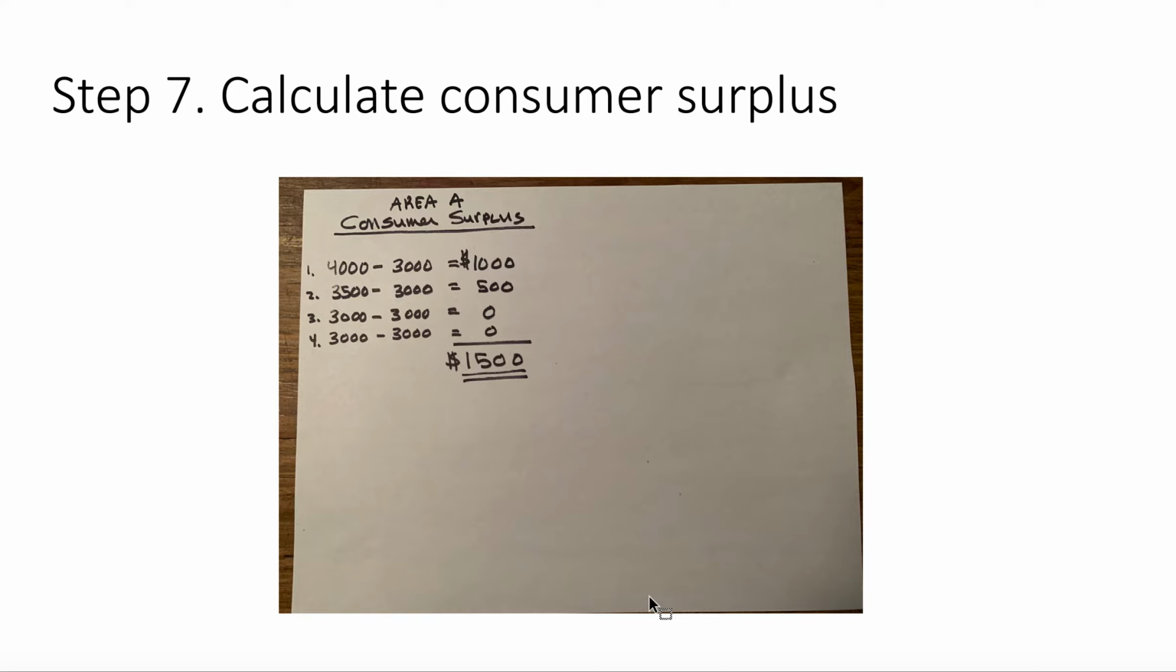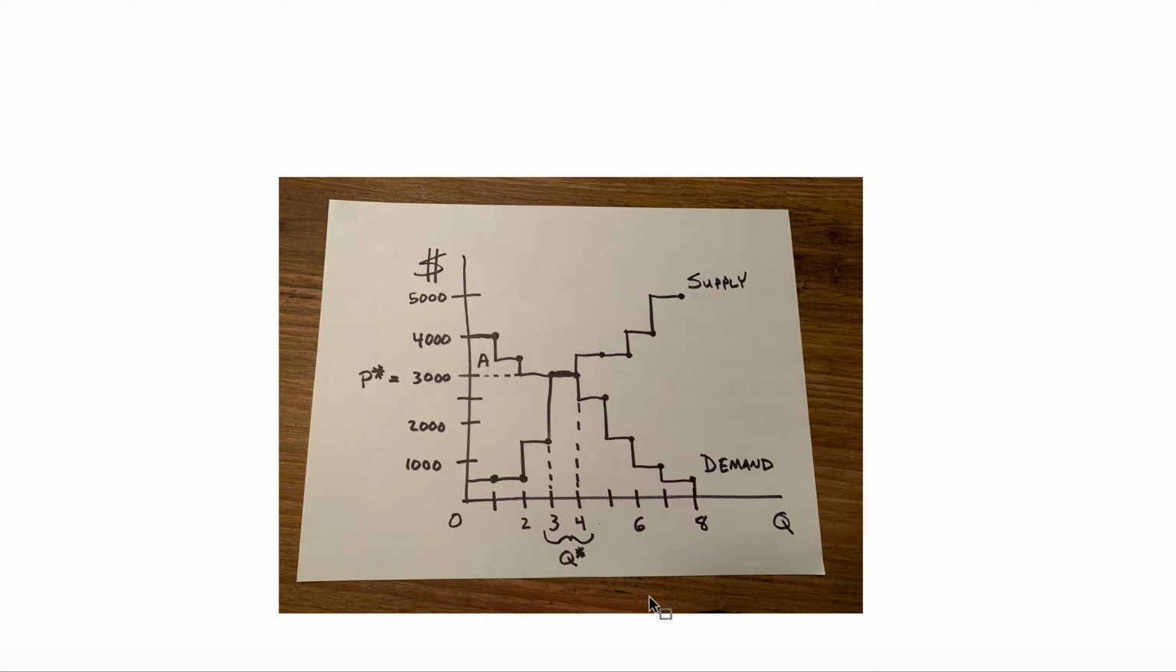The next two buyers' maximum willingness to pay was 3,000, both of them. So there's no consumer surplus there because the market price was 3,000. So total consumer surplus in this market is 1,500. That is the value to consumers of participating in this. The idea, again, is that their maximum willingness to pay is either greater than or equal to the market price, and so they benefit. And that's area A as marked here on the graph.